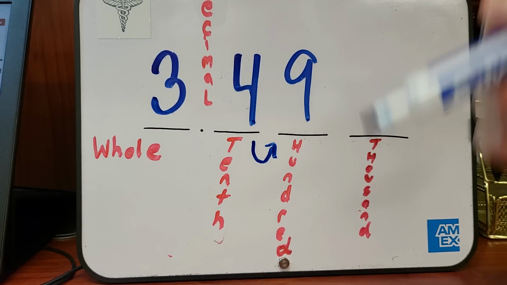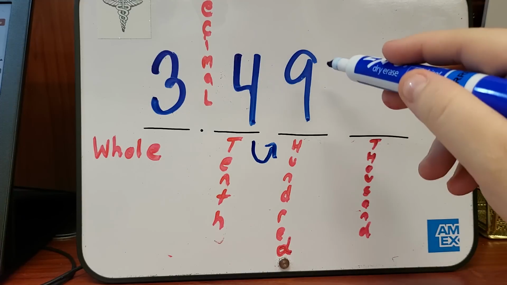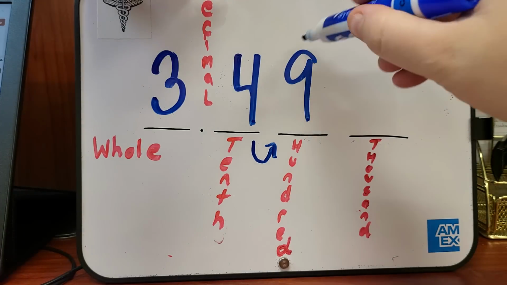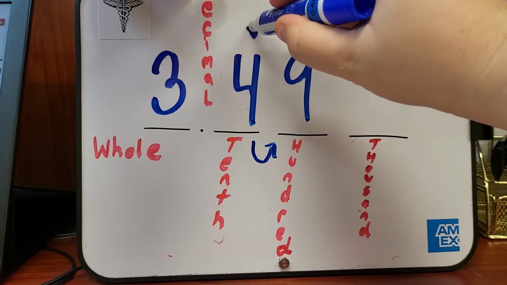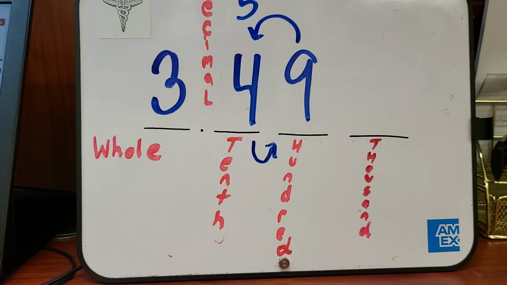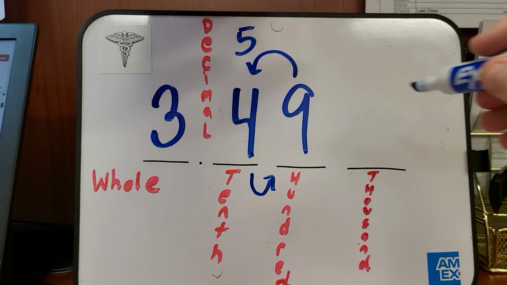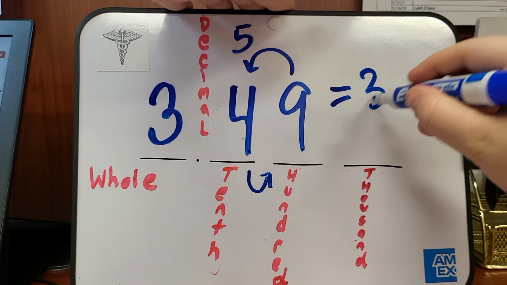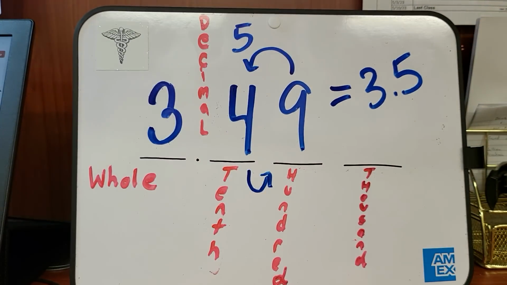Is it above 5? Yes, it is. So now this is going to change to a 5. It increases by 1. Okay, so your answer is going to be, rounding to the nearest tenth is 3.5. Let's do another one.